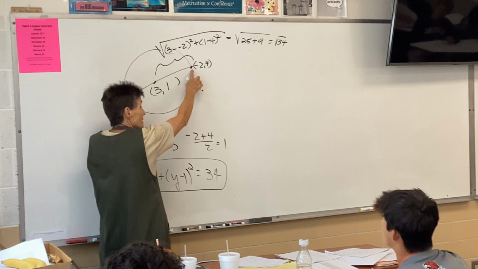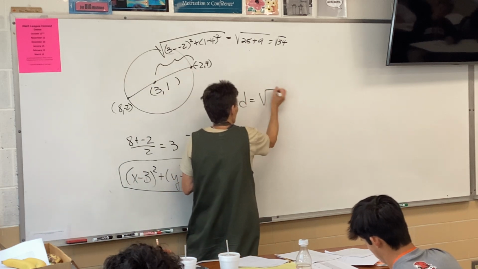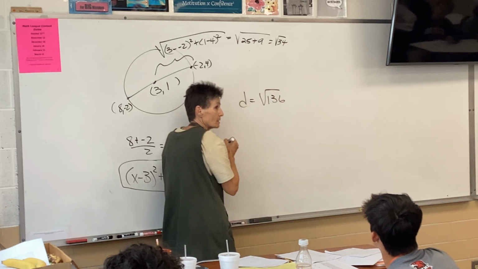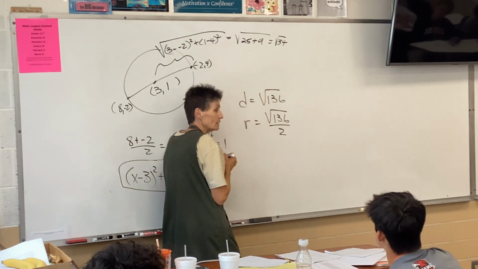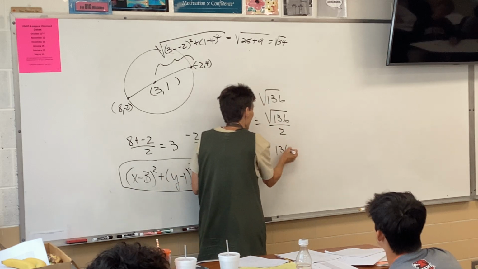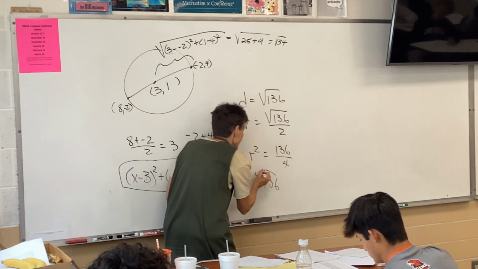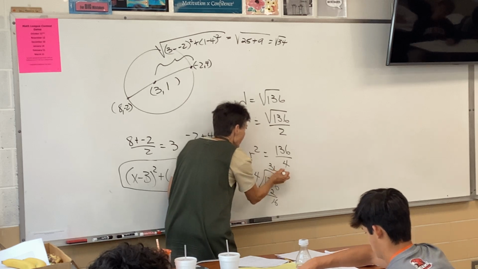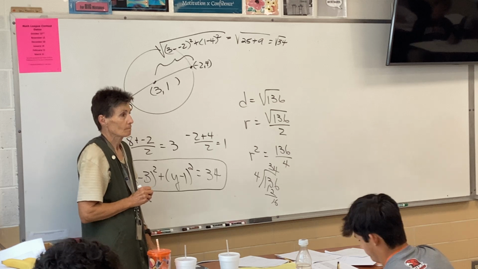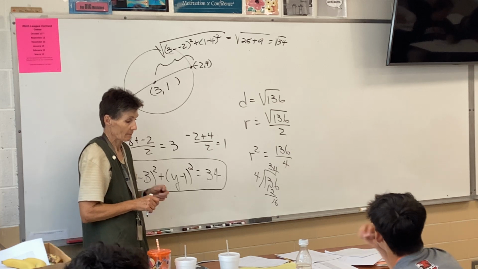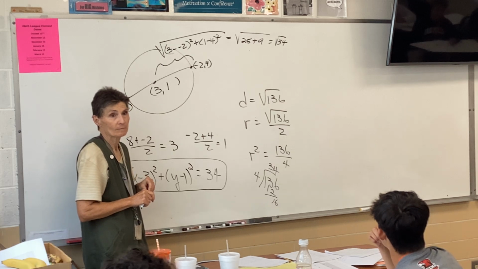If you did this, and you had to divide by 2, and if they're right, you got your diameter to be the square root of 136. So then your radius was the square root of 136 divided by 2. And then when you squared it, you got 136 over 4. And if you divide 136 by 4, look what happens. You get the same thing I did, right? Any question about that?